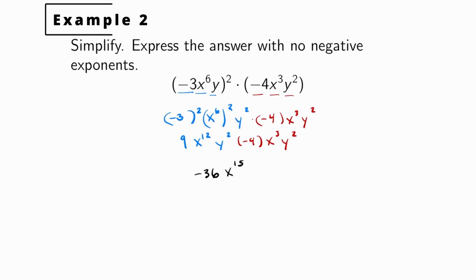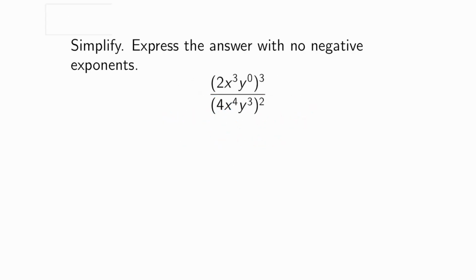Okay. And then finally, the last factor we have is a y squared and a y squared. These have the same base. The base is y for both. So it's going to be y to the 2 plus 2. It's going to be y to the 4th. And now that's completely simplified.